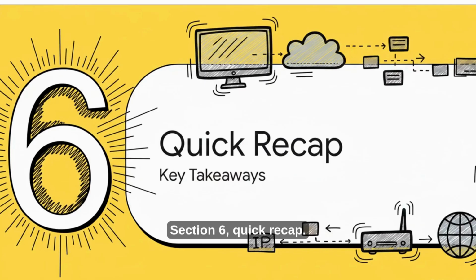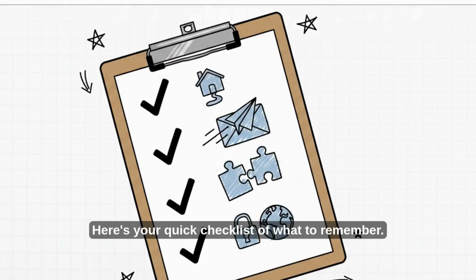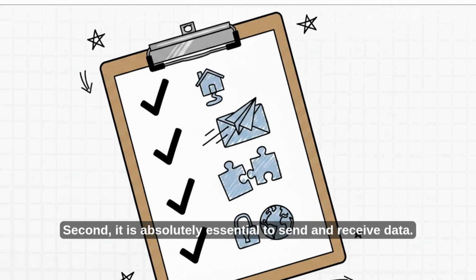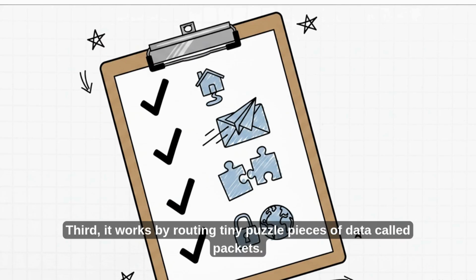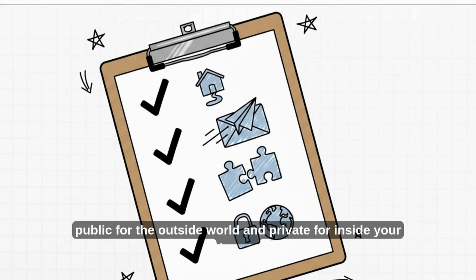Section 6, quick recap. Let's bring all this learning together. Here's your quick checklist of what to remember. First, an IP address is simply your device's digital street address. Second, it is absolutely essential to send and receive data. Without it, the internet is totally lost. Third, it works by routing tiny puzzle pieces of data called packets. And finally, there are 2 main types, public for the outside world and private for inside your home.